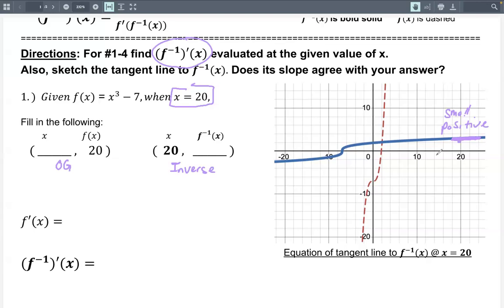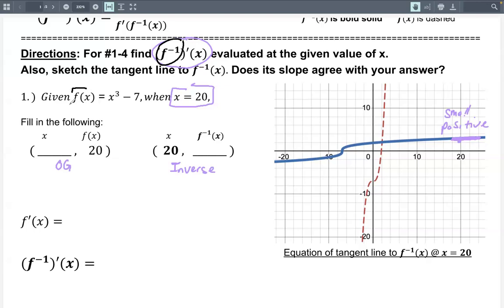Okay, so how to proceed algebraically, we'll do the following. The first thing that we need to nail down is some coordinates. So it says we're trying to find the derivative of the inverse of f when x equals 20. So that means that when x is 20 on the inverse function's graph, what is the output? And then likewise, on the original OG function, the input is whatever it is, and the output is 20. So we know on f of x, the output must be 20.